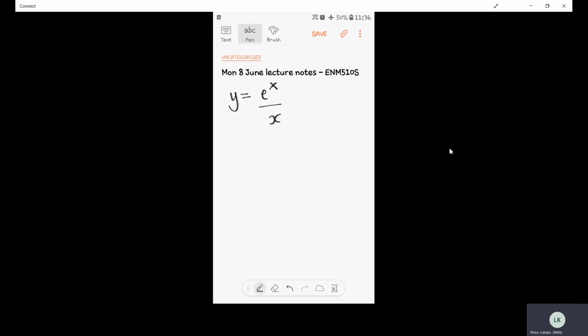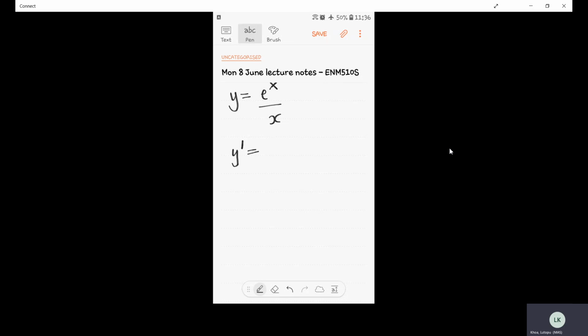If when you substitute your critical point into the second derivative, your answer is positive, that means you have a minimum. If it's negative, that means you have a maximum. So to find our critical points, you take the first derivative. Here we have to use the quotient rule.